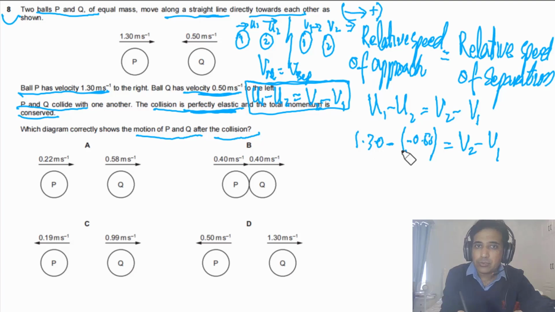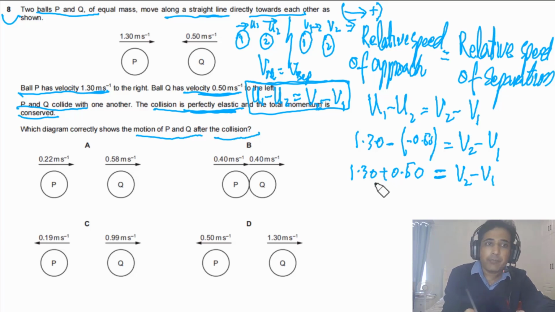So here, if we add these two together, we have 1.30 plus 0.50. So this is the final relative speed of approach. And relative speed of separation, meaning v2 minus v1, also has to be equal to this number. Now if you look at the given options, for example for this one, you can see they are moving in the same direction. It means 0.52 minus 0.22, and this is not equal to this. So for this one, relative speed of separation will be equal to 0.58 minus 0.22.